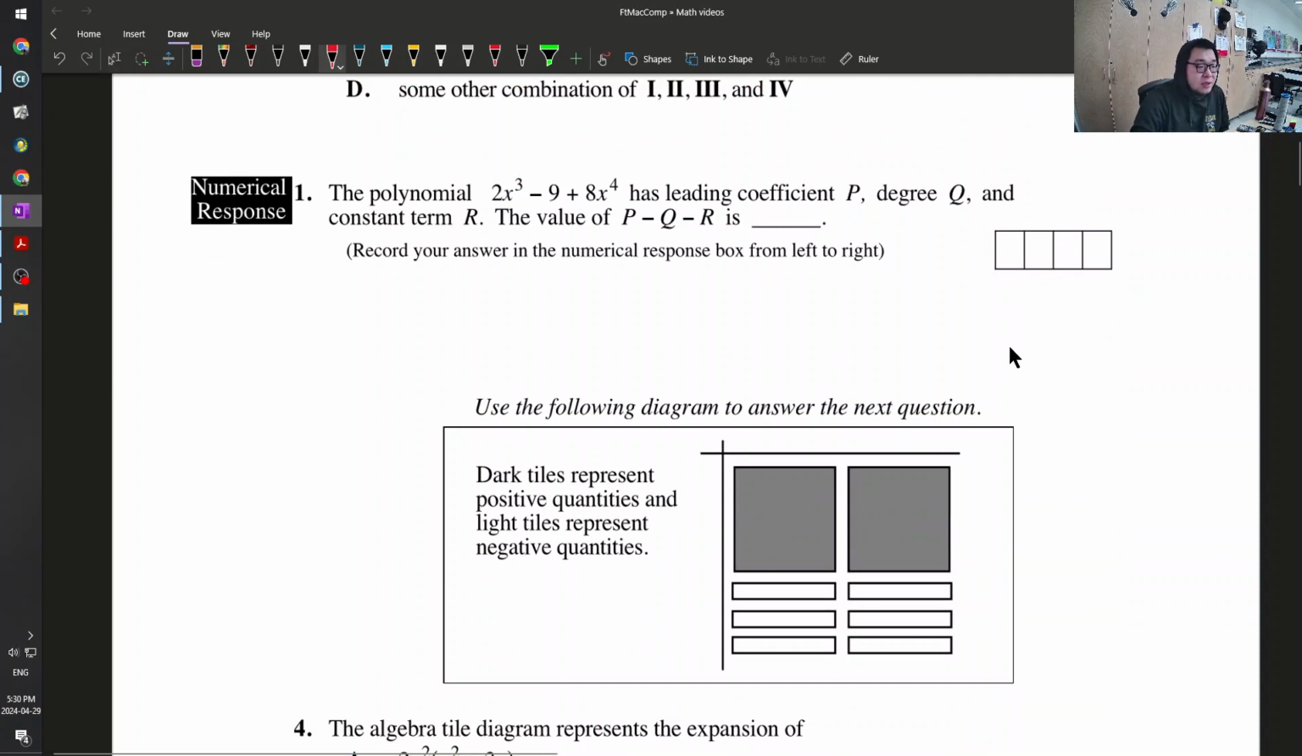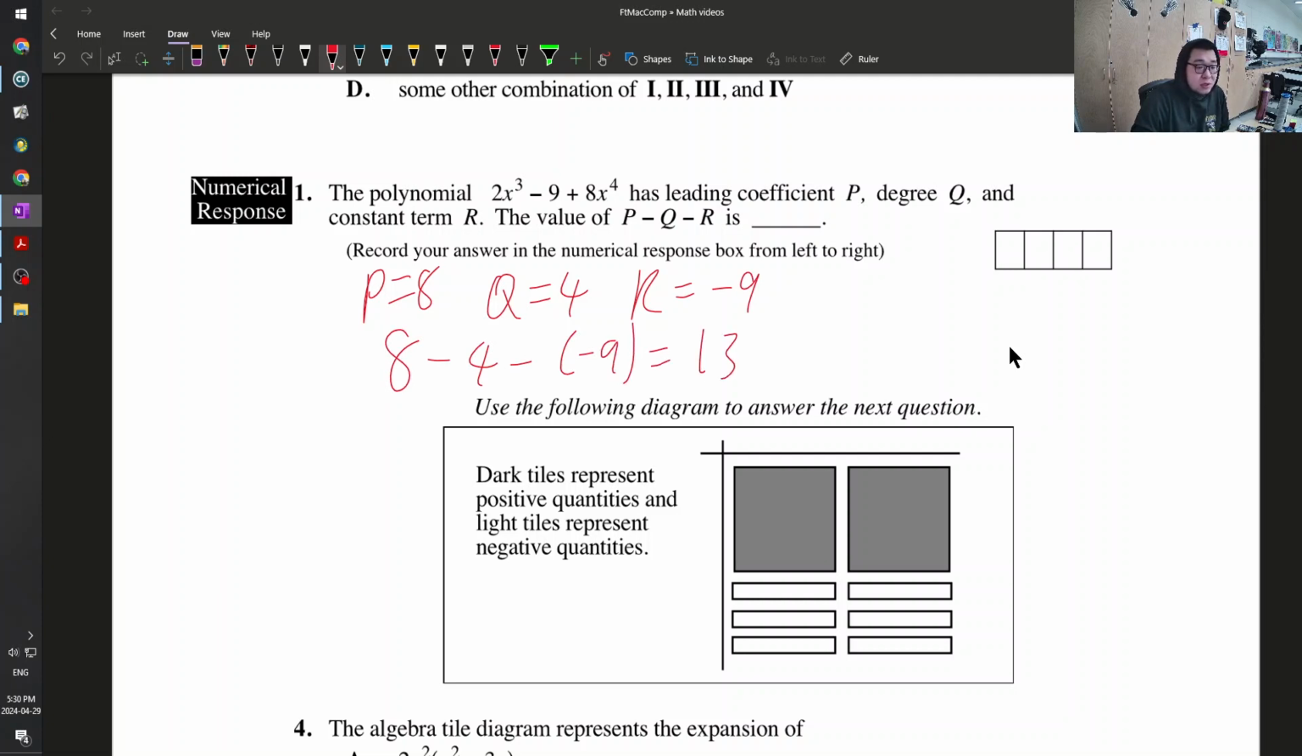Alright, the polynomial has a leading coefficient P. Leading coefficient is the coefficient of the highest power of x, so P is equal to 8. Degree Q, Q is the highest power of x, so degree is 4. And constant term is R, a term without any variable attached to it, so negative 9. P minus Q minus R, 8 minus 4 minus negative 9 is equal to 4 plus 9, which is equal to 13.